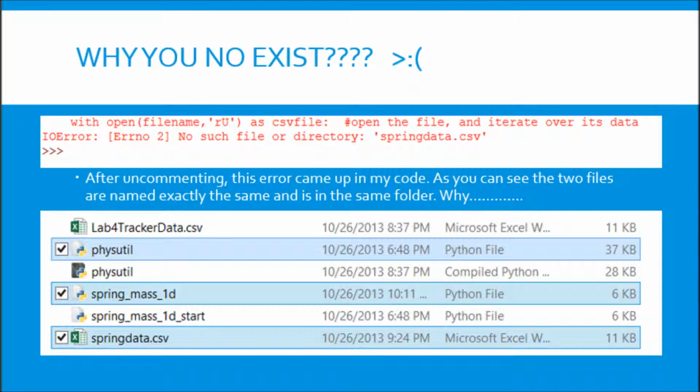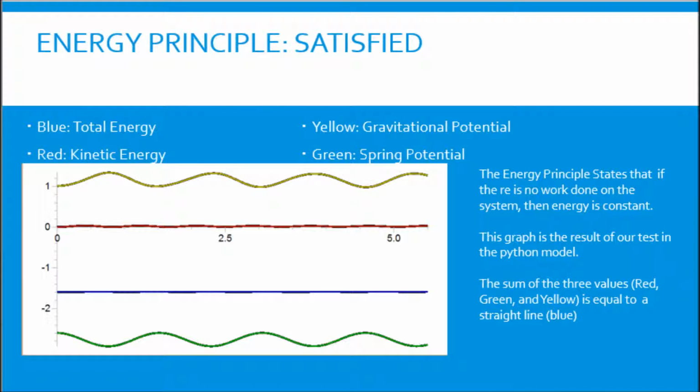Energy principle satisfied. The blue represents the total energy, red represents kinetic energy, yellow represents gravitational potential, and green represents spring potential. From this, it verifies the energy principle because, as you can see, the yellow, red, and green lines all add up to be the value of the blue line, which is a constant energy, meaning there was no work done on the system externally.